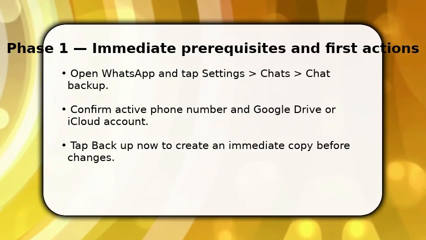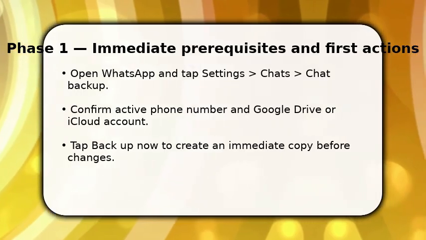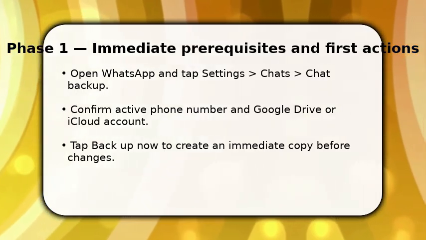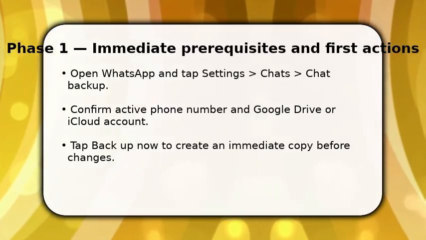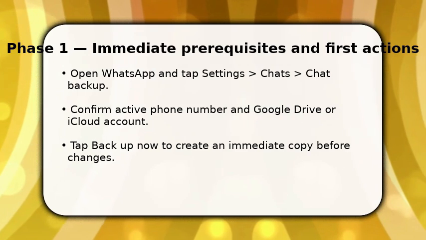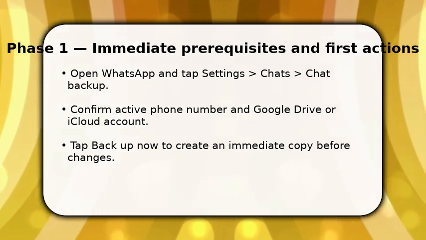Next, tap Backup Now to create a fresh snapshot. This ensures you have a restore point before changing frequency or media options. Make sure automatic backups are off while you adjust settings, so your edits take effect cleanly without overlapping uploads.